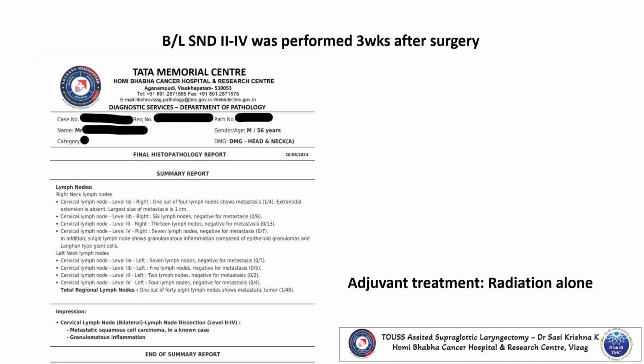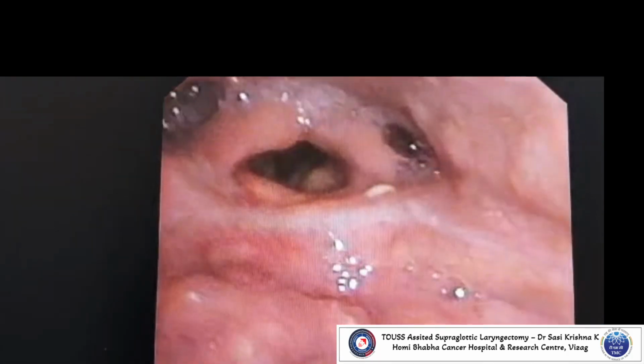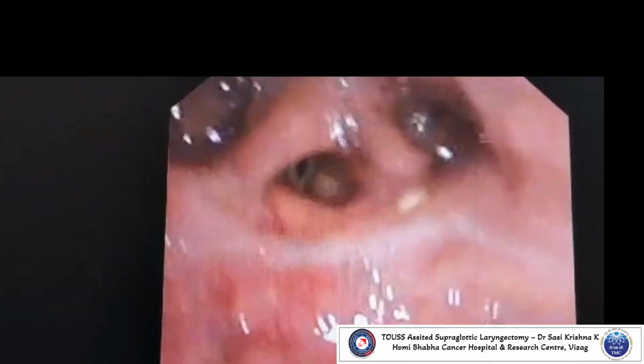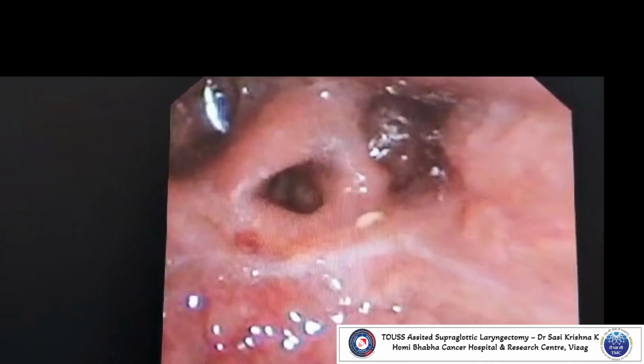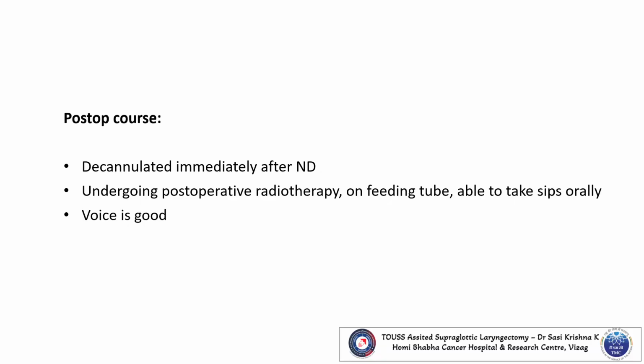A node was positive in right level 2, 1 cm in size. The patient was administered adjuvant radiation. This is a video of post-operative scopy with good healing and voice outcome. Post-operative course was uneventful. Thank you for watching this patiently.